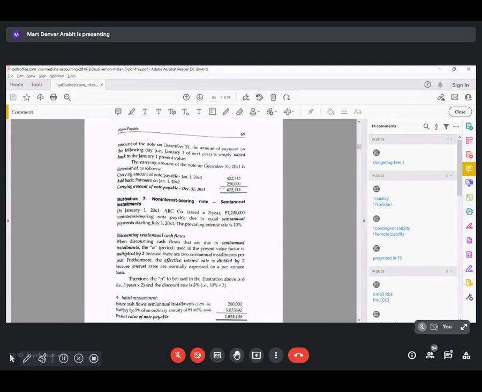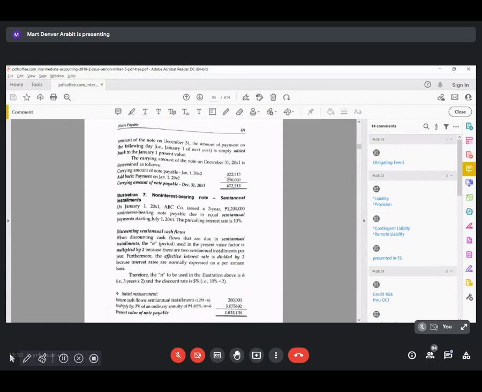Carrying amount of note payable as of December 31, 2021. So you had to add back yung payment ng January 1, 2022. So technically, as of December 31, 2021, hindi pa siya bayad. Diba? Kailangan i-add back yung 250,000. So, yun lang. For us to compute yung carrying amount niya as of December 31, 2021.